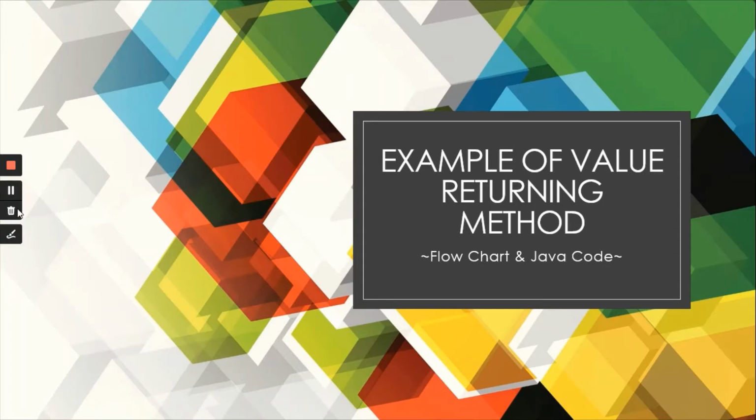In this video, I'm going to explain the example of a value returning method. So I'll start with the flowchart as usual and then continue with the Java code. I'm going to use a similar class, which is Rectangle. Inside that class, we will have two methods, which are value returning methods. One is calculate area and another one is calculate perimeter.